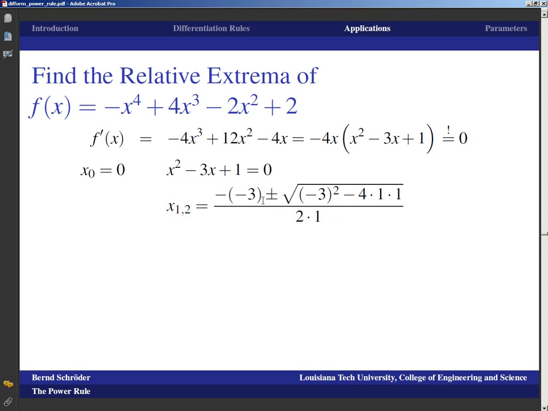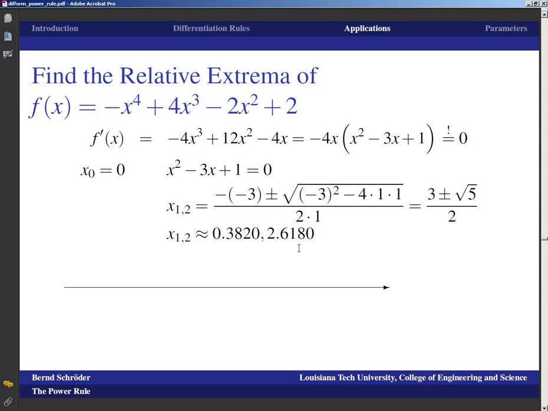And so that ends up giving us 3 plus minus square root of 9 minus 4, so square root of 5, divided by 2. Yeah, 3 plus minus square root of 5 divided by 2. And that's something, look, I've never said calculators are the devil's work. Calculators are useful, and if I want to know a decimal for these numbers, I work it out with a calculator, and the numbers are approximately 0.3820 and 2.6180.